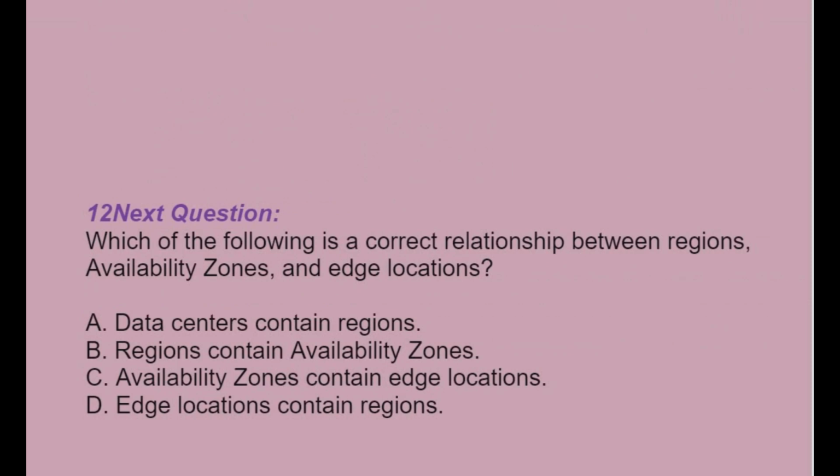Question is which of the following is a correct relationship between regions, availability zones and edge locations? Option A, data centers contain regions. Option B, regions contain availability zones. Option C, availability zones contain edge locations. Option D, edge locations contain regions. Correct answer is option B.